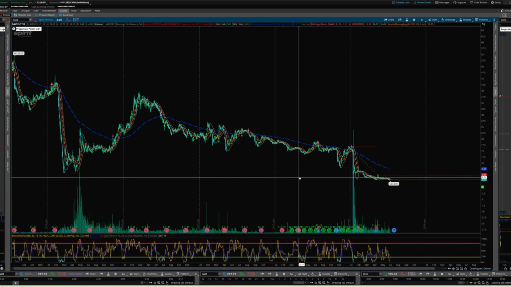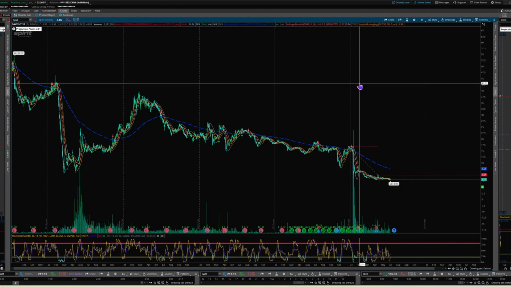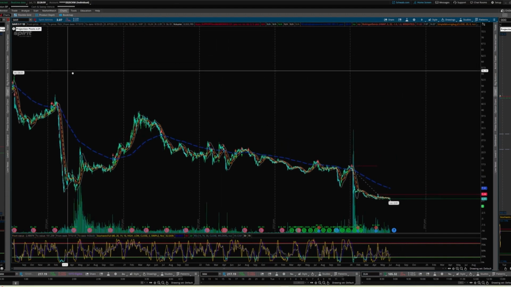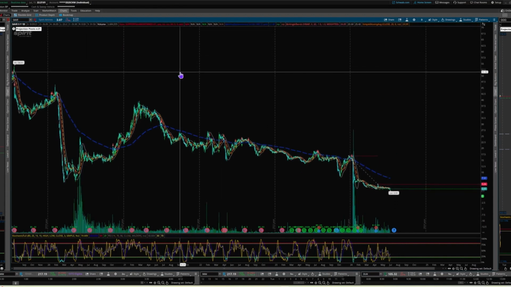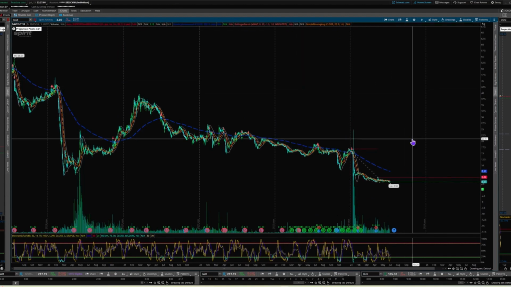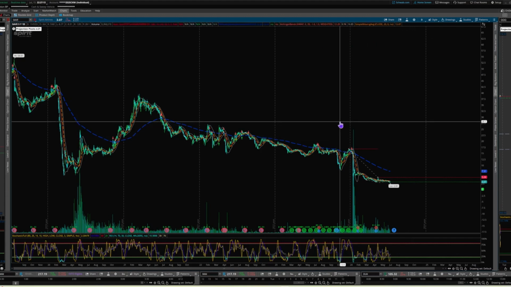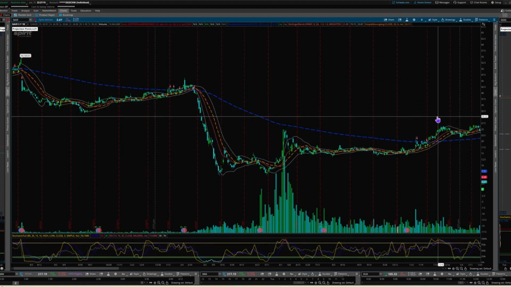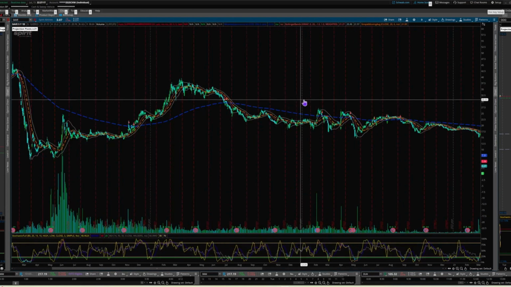So let's get into it. Right now I'm on Spirit Airlines. This is a daily chart. First and foremost, this is a 5-year daily chart. So every one of these candles is a day, and this spans over a 5-year period.